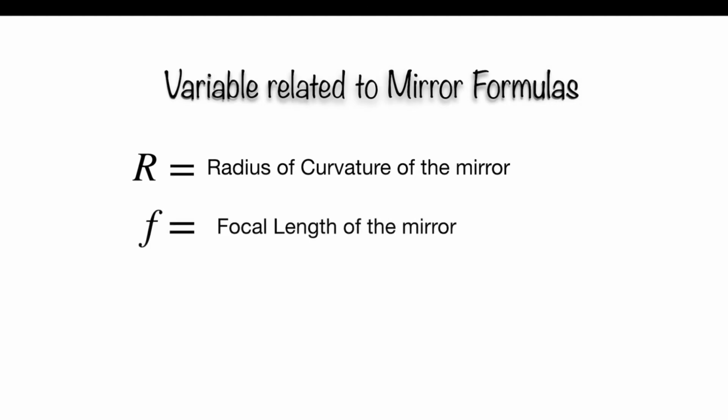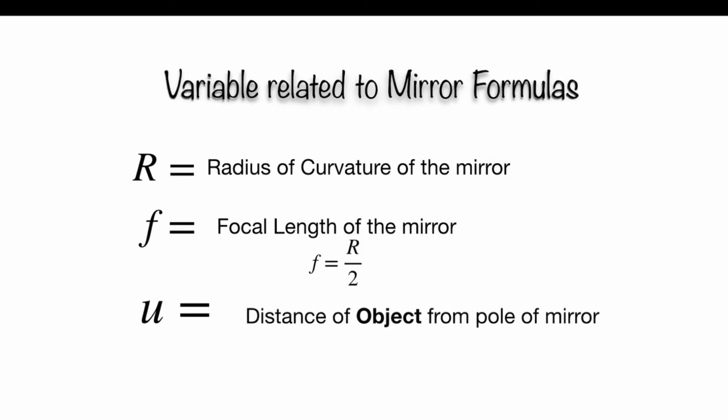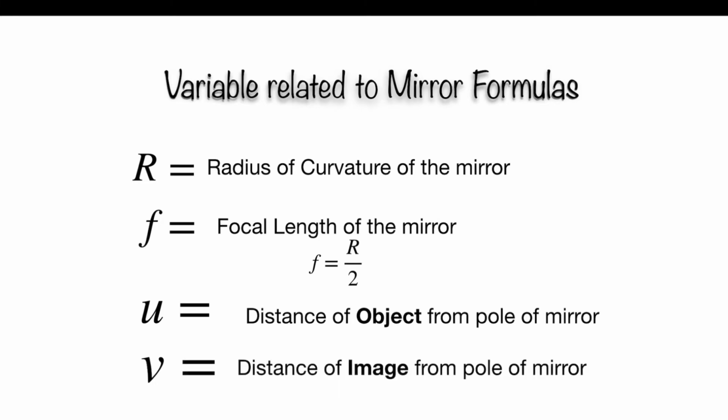So there are basically four variables related to mirror formulas. R is the radius of curvature of the mirror, which is fixed for a specific mirror once it is made. The focal length, which is half of R, and U is the distance of the object from the pole of the mirror, and V is the distance of the image from the pole of the mirror.